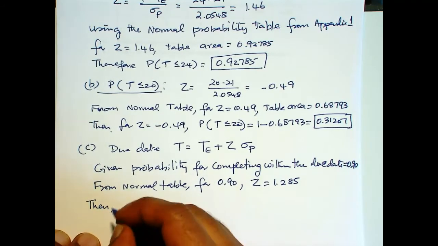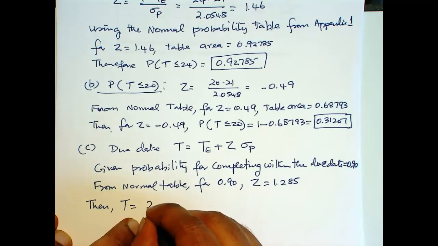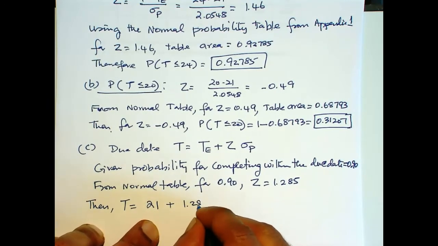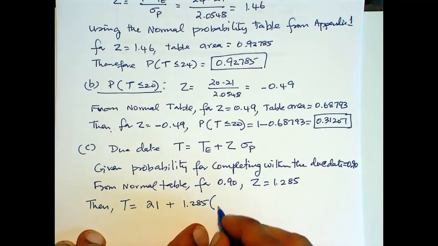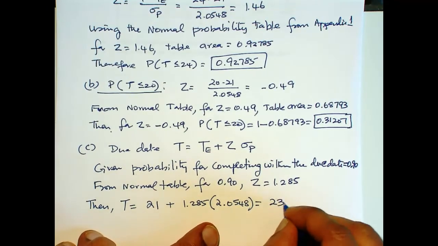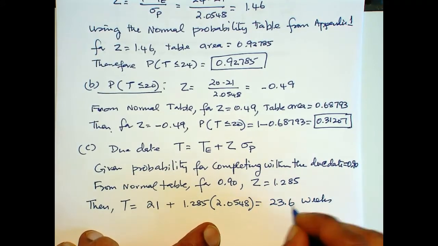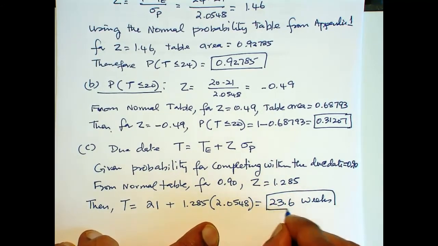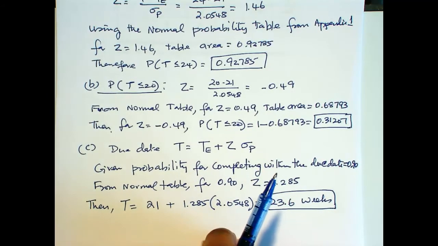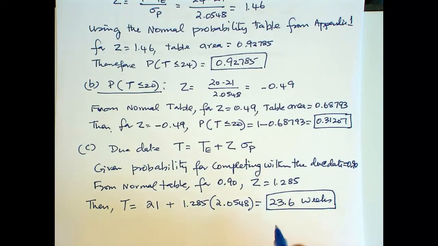So then the due date T is T sub E, which is 21, plus 1.285 for Z times sigma sub P, which is 2.0548. So that gives you 23.6 weeks is the due date. If you set the due date at 23.6 weeks, then we will have 90% probability of completing the project within 23.6 weeks. So this is the kind of analysis that we can do with PERT.